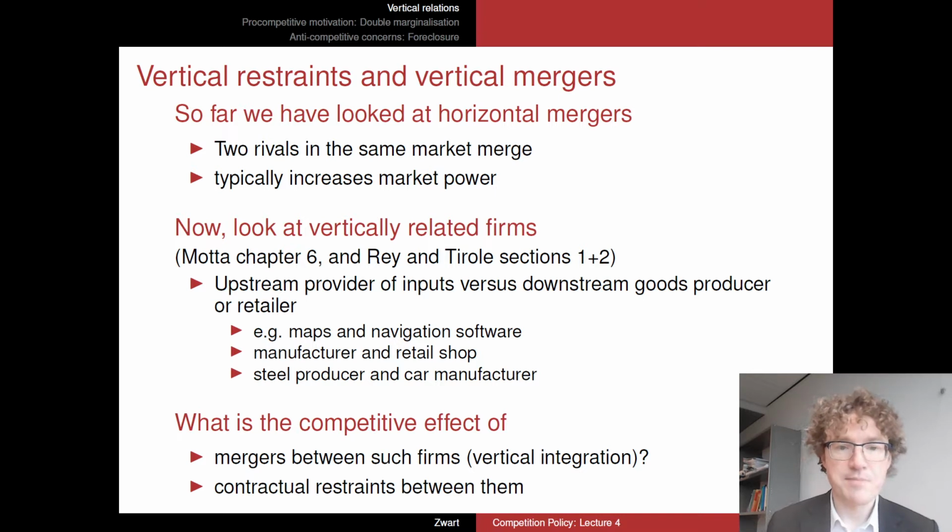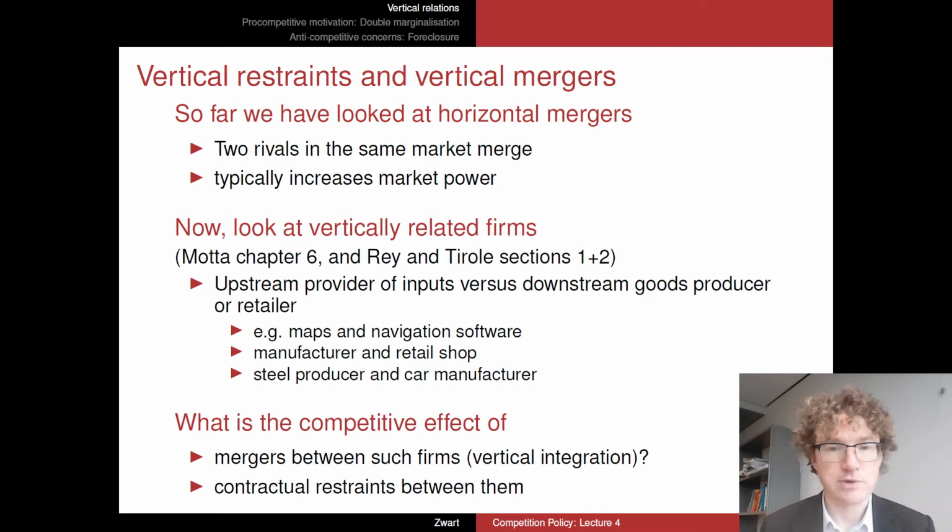Other examples, of course, are manufacturers of goods who sell their goods through retail shops. Basically, there are different partners in a supply chain who are vertically related and who are not direct competitors, who actually have to cooperate to be able to supply the end good to end users. A final example is a steel producer who might be supplying steel as an input good to, say, a car manufacturer who's using the steel to produce a car. So those would be vertical supply chains, and these firms who are partners in this supply chain will be vertically related.